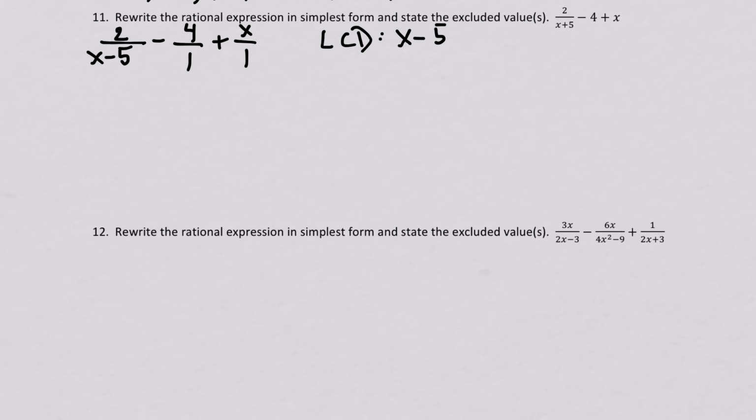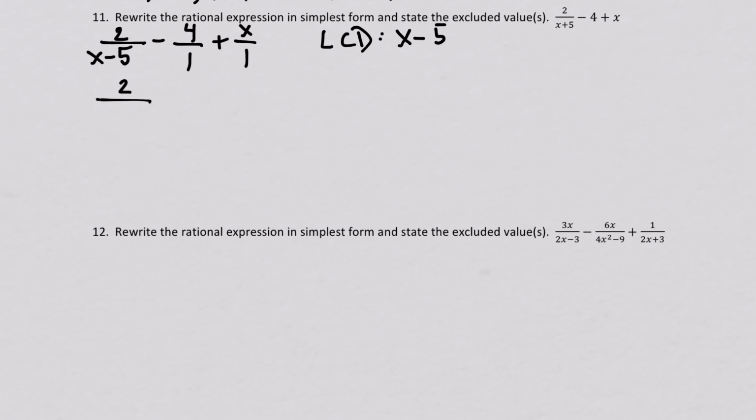Times 1 times 1, right? So it's not going to make a difference, just x minus 5. Since I want that to be my denominator, it's pretty easy to see that this one I need to multiply times x minus 5 over x minus 5. And this one I need to multiply times the same thing, x minus 5 over x minus 5. This one already has that denominator, so there's nothing to do with it. Just leave it alone.